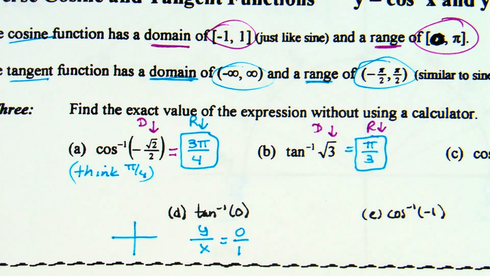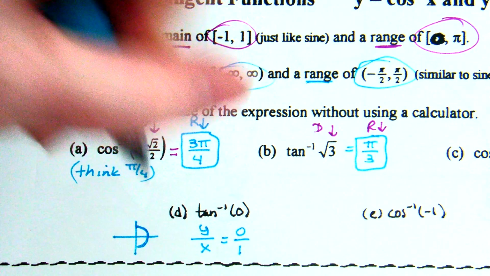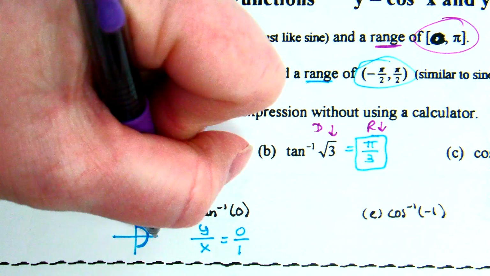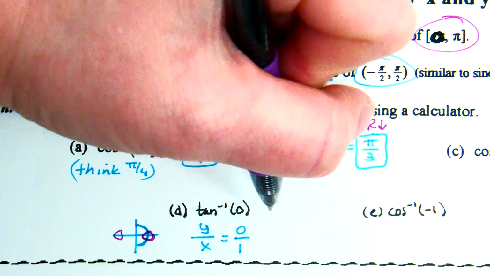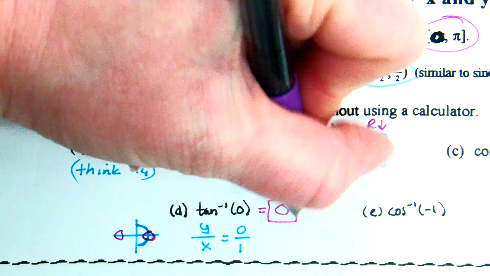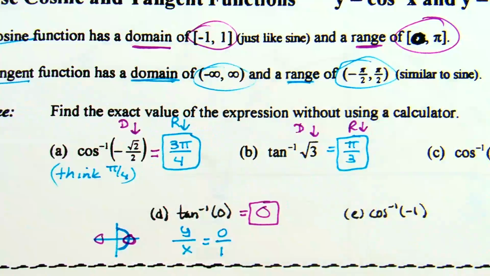0. Because where am I only allowed to give tangent inverse answers? The right half of the circle. Just like sine inverse, you're only allowed to give answers on the right half of the circle. So you can only look over here. Well, my options are here at 0 or here at pi. So 0 is the one that has to work. So what is tangent inverse of 0? 0. You just have to find the right way to think about it.